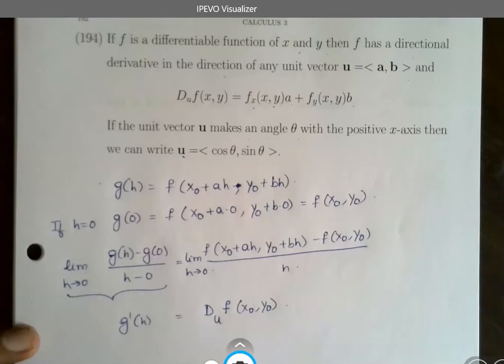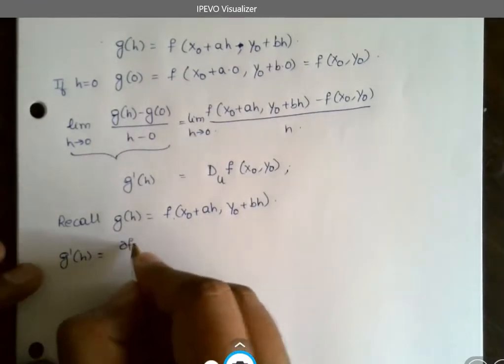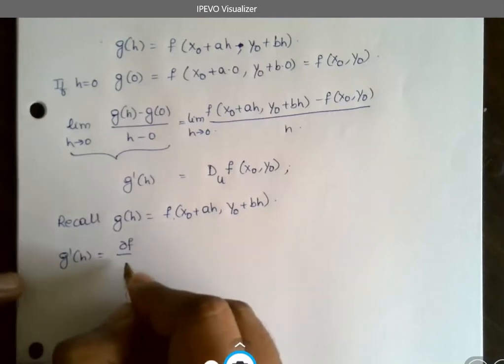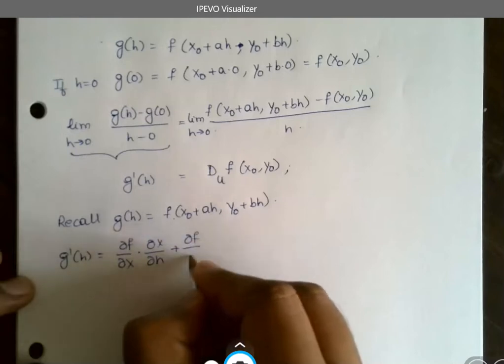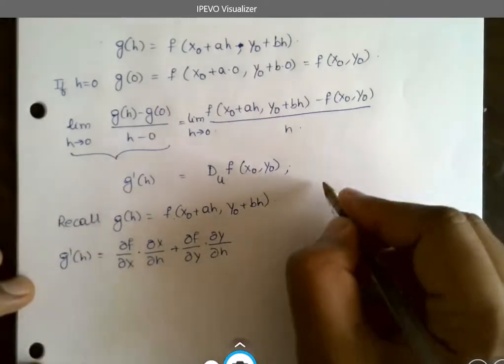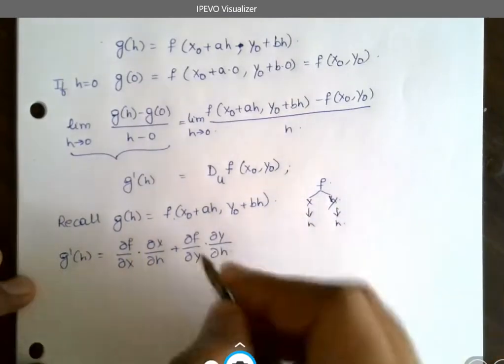But we can also use the chain rule and see what happens. This is one way. Now let's consider again, recall what your g of h is: f of x naught plus ah, y naught plus bh. If you want to find g prime of h, you're going to use the chain rule. That means partial f partial x times partial x partial h, plus partial f partial y times partial y partial h. Why? Because f is a function of x and y, and x and y depend on h. That's why you're using the chain rule.